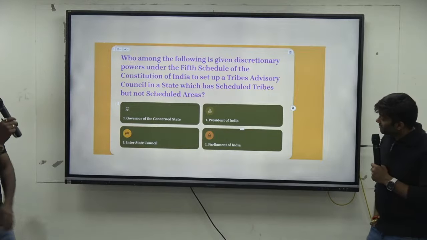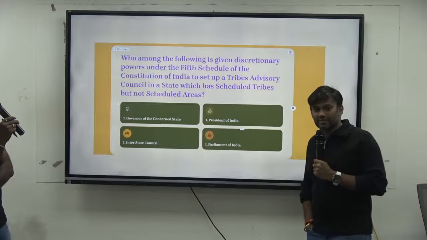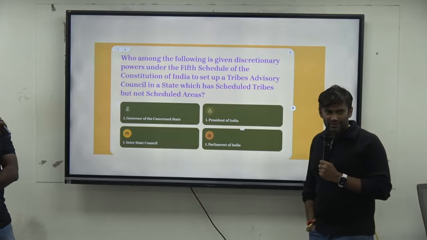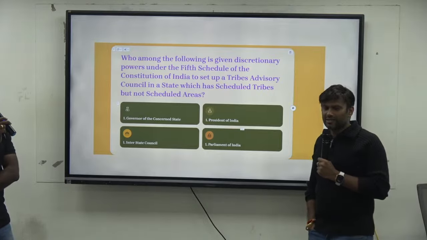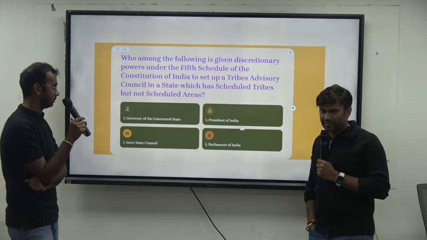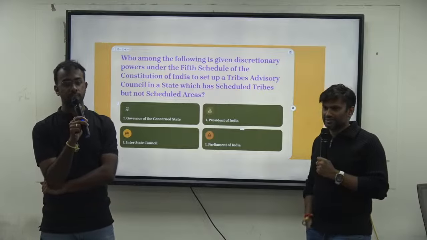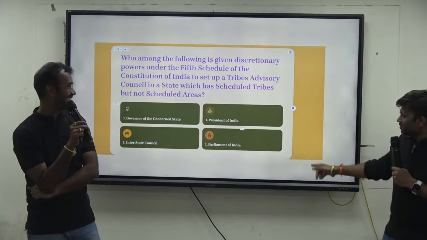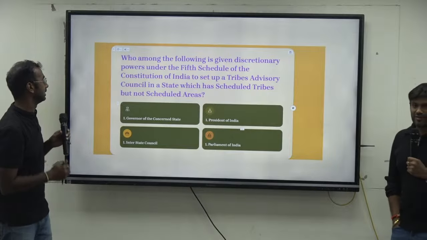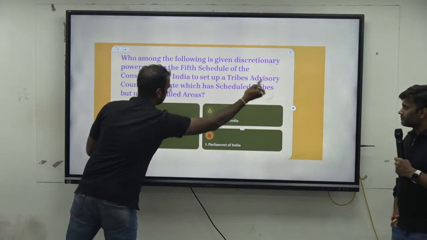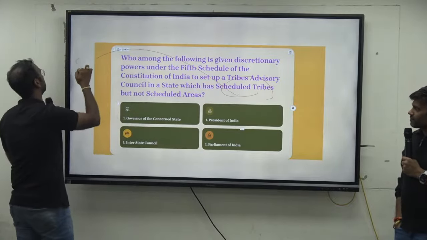But in a state which does not have, I think, check it out once. Because recently in West Bengal, they've created a tribal advisory council, even though they don't have a scheduled area. But look into who has established it, even I am not sure. Check it out whether it is president or governor. And another important theme we take out of this is also scheduled tribes.